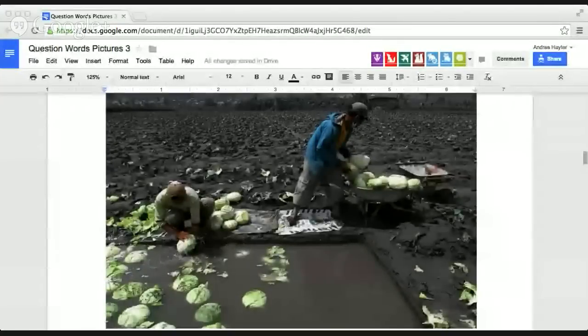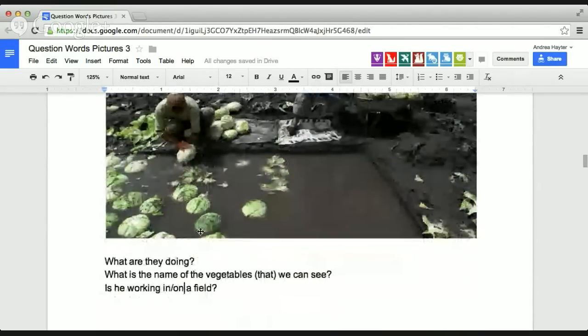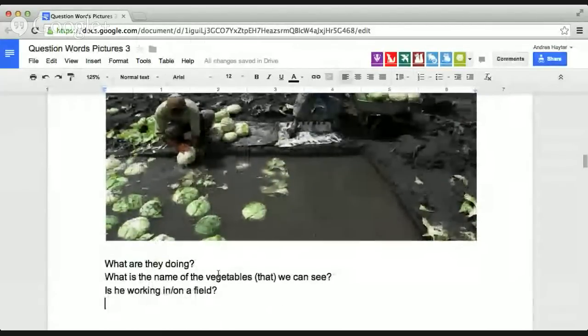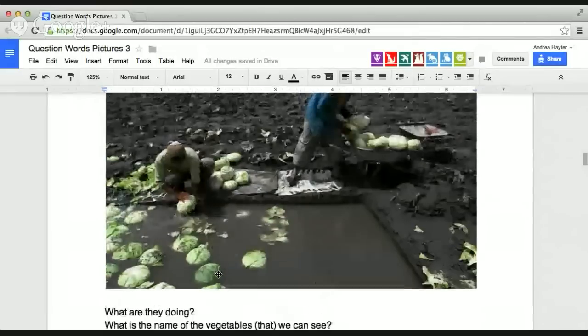Okay, Lei, another question. Why are they washing vegetable in dirty water? Good. Why? In dirty lake. Lake or water? I would probably just say water here. A lake is usually bigger. But good. Why are they washing? Add an article. Washing the vegetables instead of washing vegetables. The vegetables in dirty water. Yes, it looks very dirty.